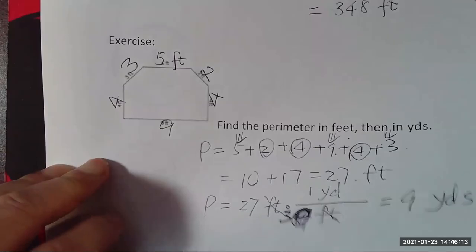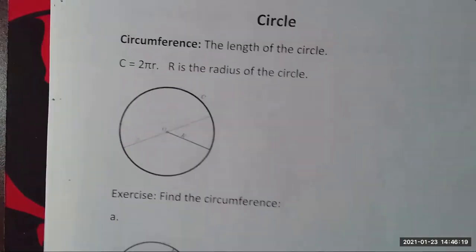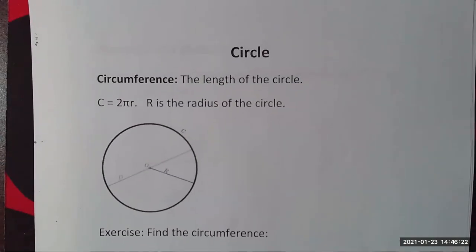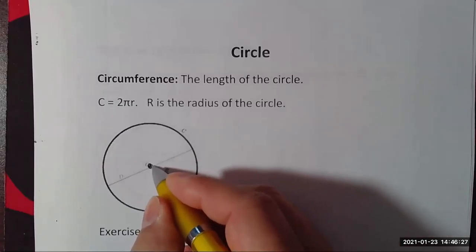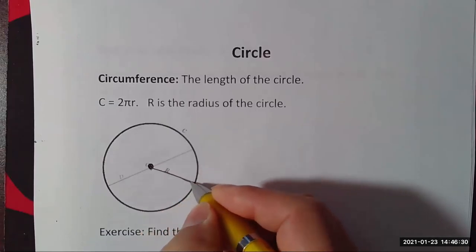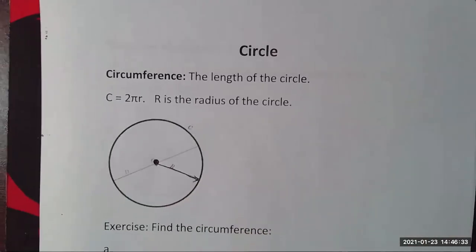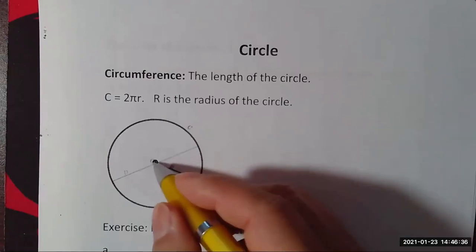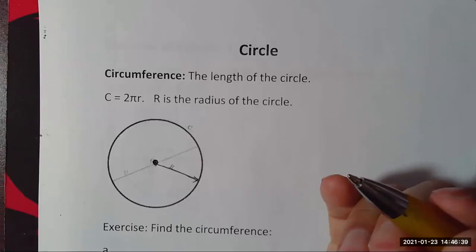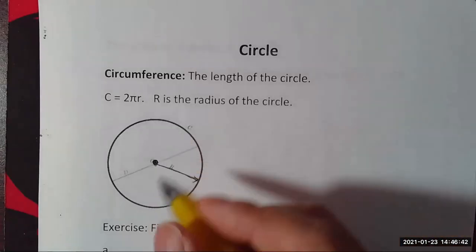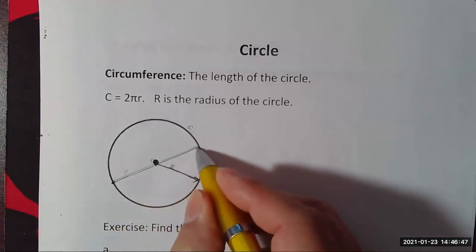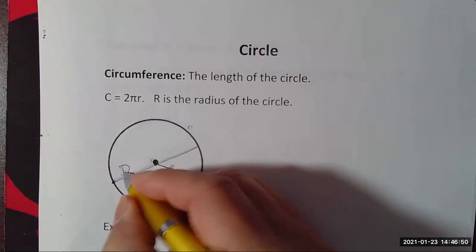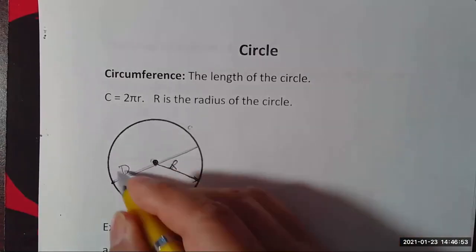Now let's look at our next topic. This time we look at a circle. For a circle, the radius is the distance from the center of the circle to the edge. Basically, the size of a circle is solely determined by the radius. The bigger the radius, the bigger the circle, right? And this distance from one side of the edge on the circle to the other side through the center is called the diameter. This is the radius, and this is the diameter.